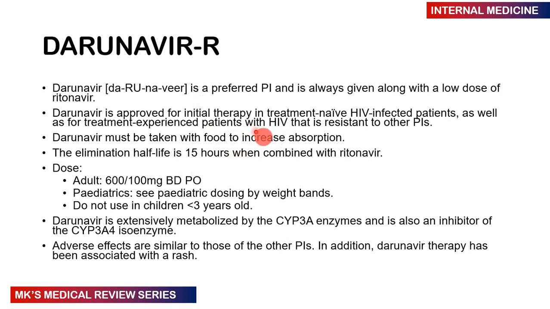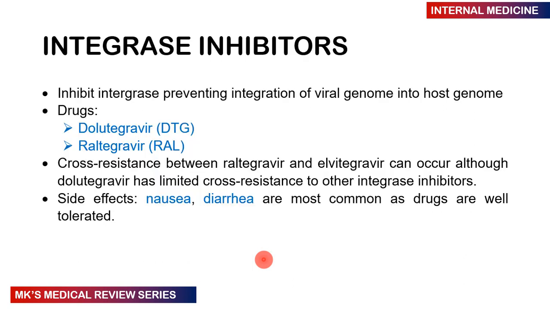When it's combined with ritonavir, it's given in a ratio of 600 to 100 twice a day. Then of course it's not used for children that are less than 3 years. It's also extensively metabolized by the cytochrome P450 3A enzymes and is an inhibitor of the cytochrome P450 3A4 isoenzyme. Adverse effects are similar to those of other protease inhibitors, and darunavir therapy has also been associated with a rash.